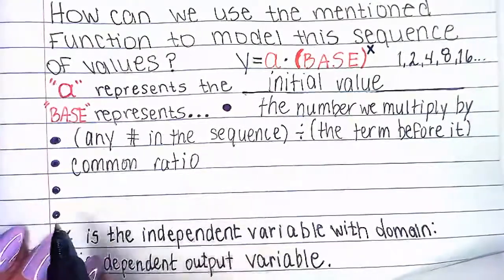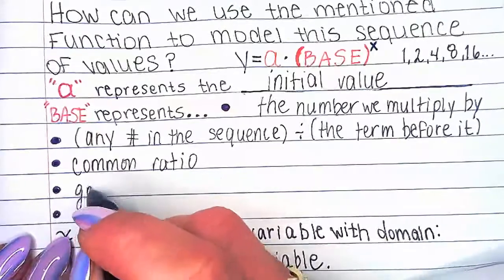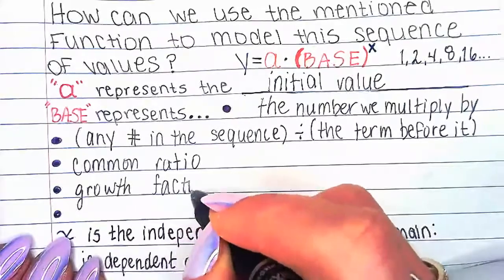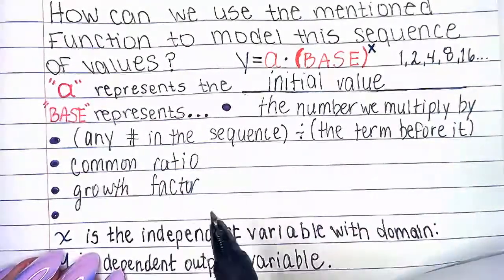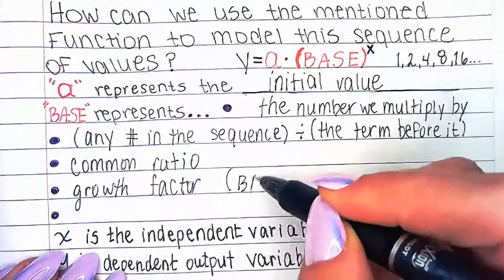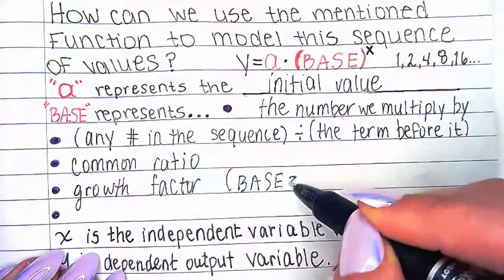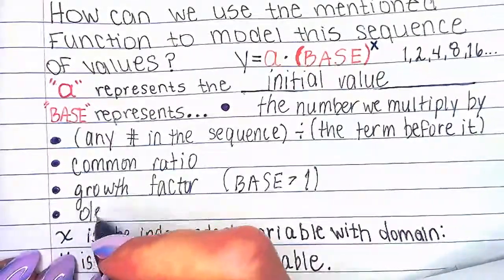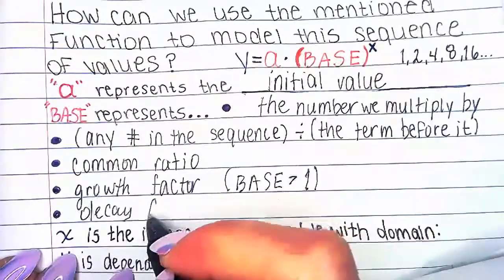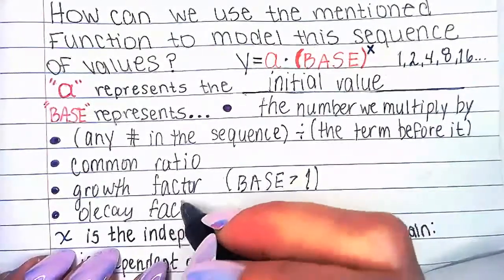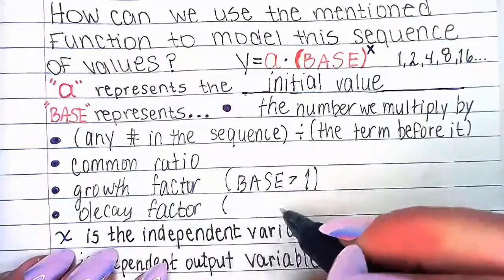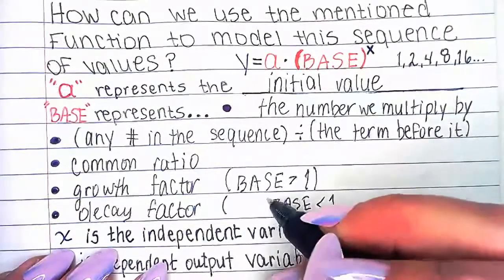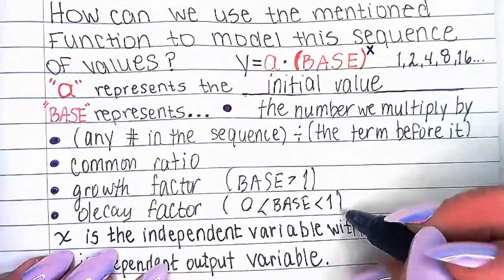And these will all make sense later on. Another thing we may call it is the growth factor. And that's if that number, the base, is greater than 1. Or, if it's not growth, it's a decay factor. And we can't just say that it's less than 1. It's really if the base is less than 1, but greater than 0.